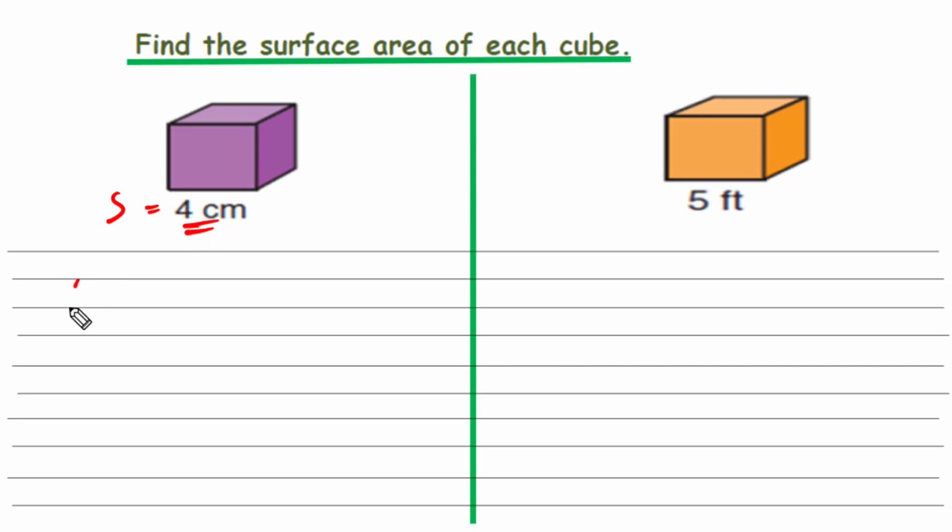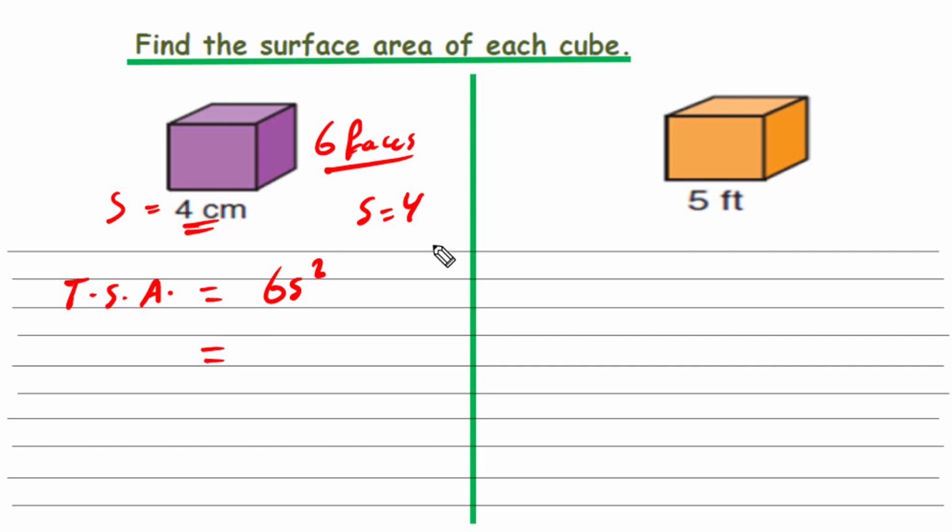We studied before that the total surface area of the cube is equal to 6s squared. Don't forget, guys, s is the edge length. 6 is what? Number of faces. The cube has 6 faces. Now s equals what, mister? S equals 4. So substitute 4 for s, we get 6 times 4 squared. 4 squared equals what? Equals 16. So we get 6 times 16 is equal to 96 square centimeter.